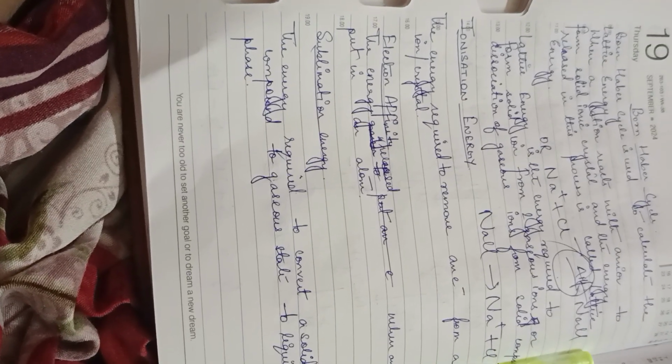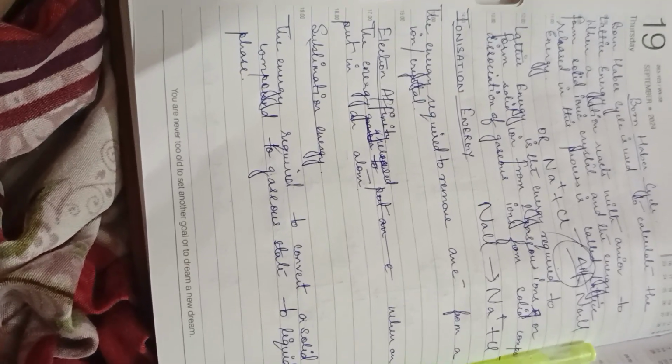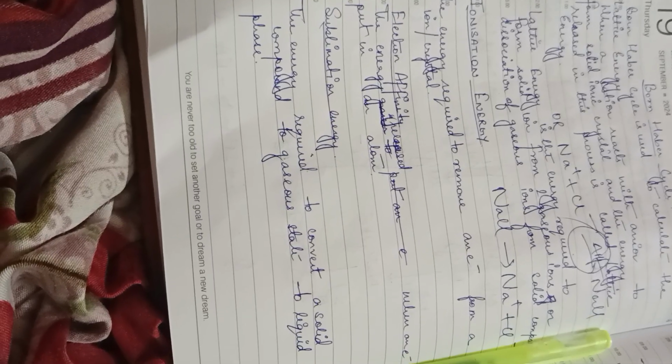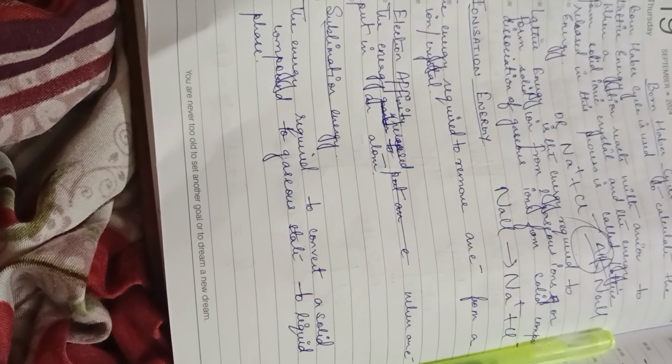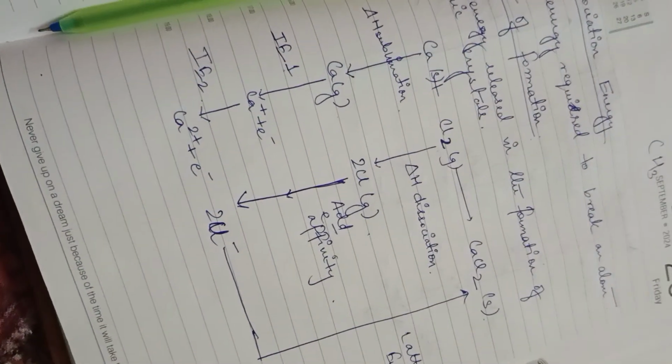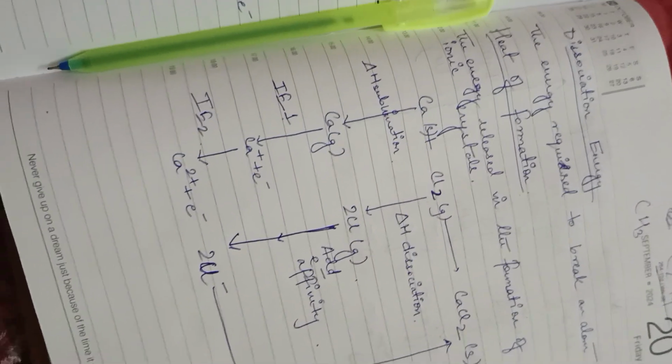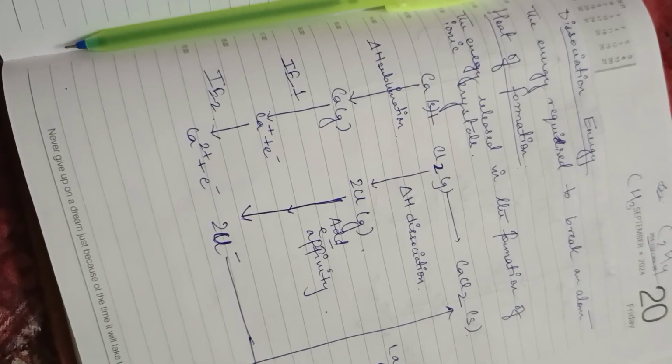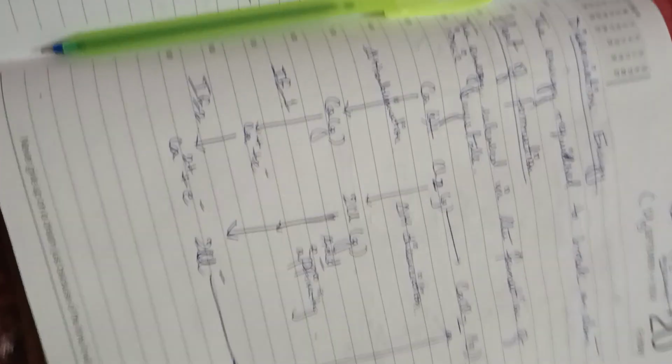Now we have ionization energy, the energy required to remove an electron from an ionic crystal; electron affinity, the energy released when an electron is put into an atom; sublimation energy, the energy required to convert a solid compound into a gaseous state through liquid phase; dissociation energy, the energy required to break an atom; and heat of formation, the energy released in the formation of ionic crystals.